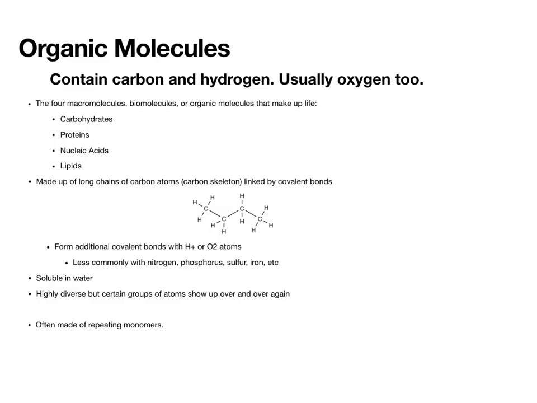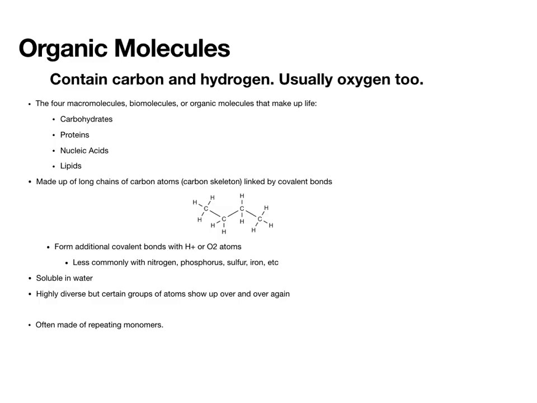The organic molecules are made up of long chains of carbon atoms, which we call a carbon skeleton, and they're linked by covalent bonds. Below is an example of a picture of that carbon skeleton with the carbon atoms with the hydrogens bonding off of them. We also have different functional groups that can bond to this carbon skeleton. They form additional covalent bonds with the hydrogen or the oxygen atoms. Less commonly, we have those bonds with nitrogen, phosphorus, sulfur, iron, and additional less common ones.